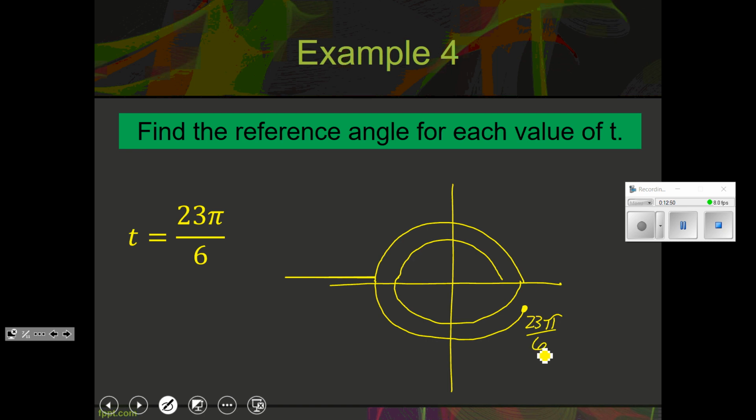How many got it drawn correctly? Yay! So we're getting better at these. Yes? Good. All right, and then we're going to find our reference angle. So our reference angle is the shortest distance between where we stop and the x-axis. So how much more do I need to go? Another pi over 6. So that's going to be your reference angle.